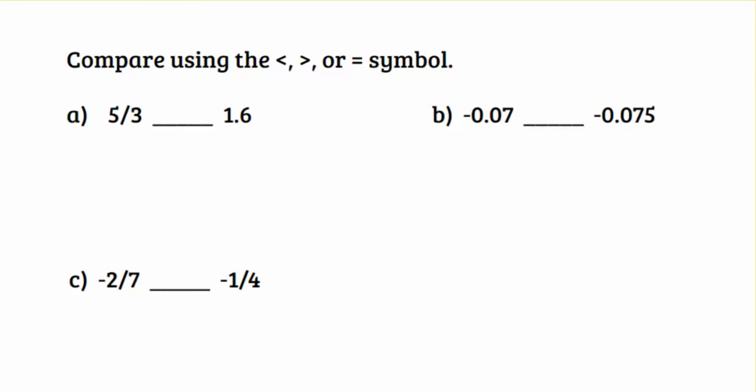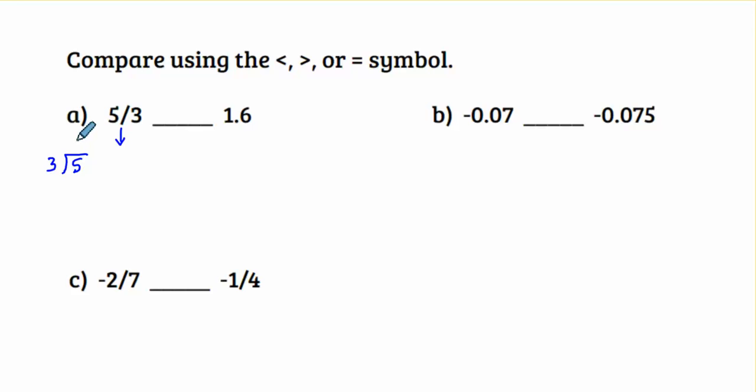For part A, we're comparing an improper fraction to a decimal. And decimals are always the easiest to use when we're comparing. So let's go ahead and change 5/3 into a decimal. So we think about a division house. The first number makes it inside the house. The last number gets stuck outside.